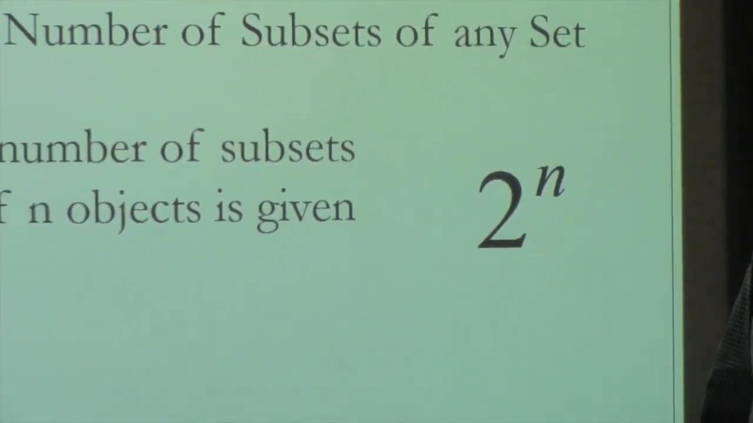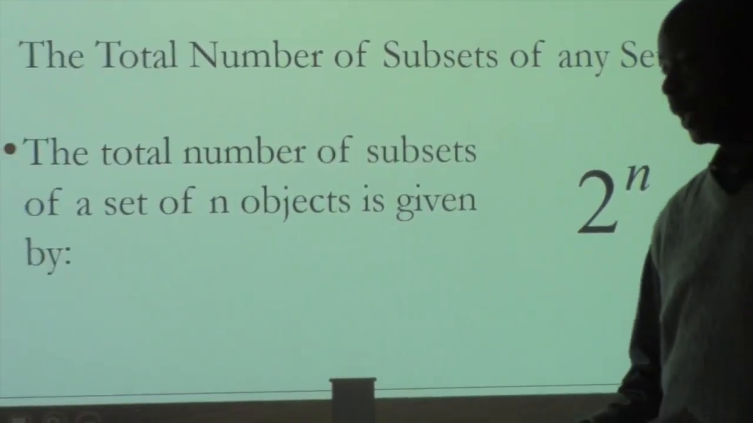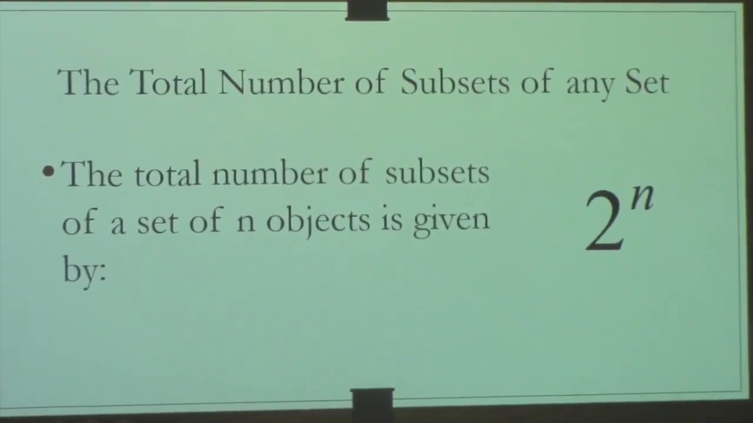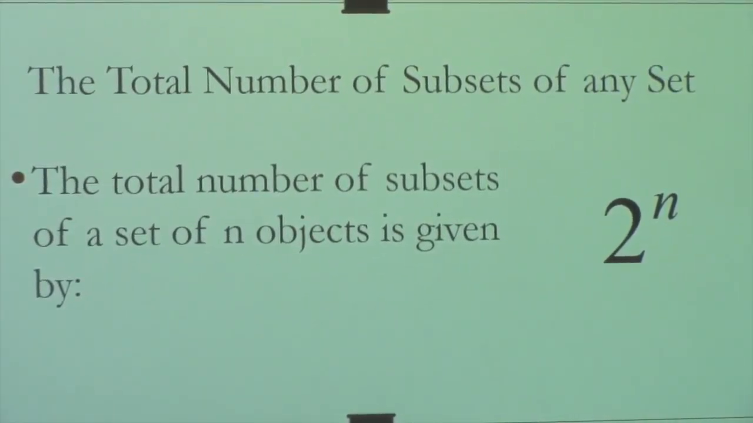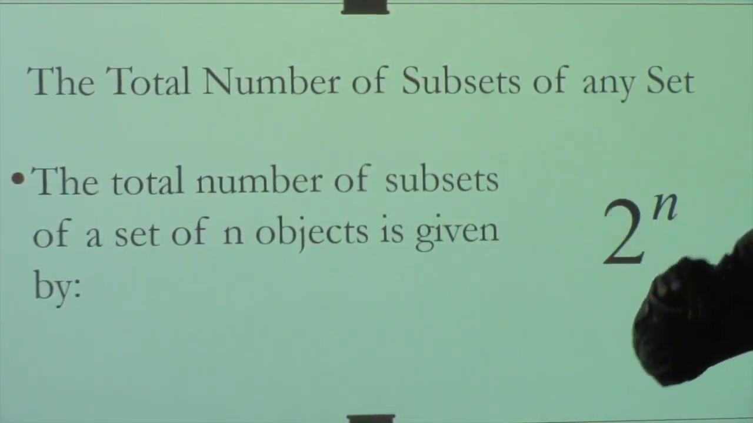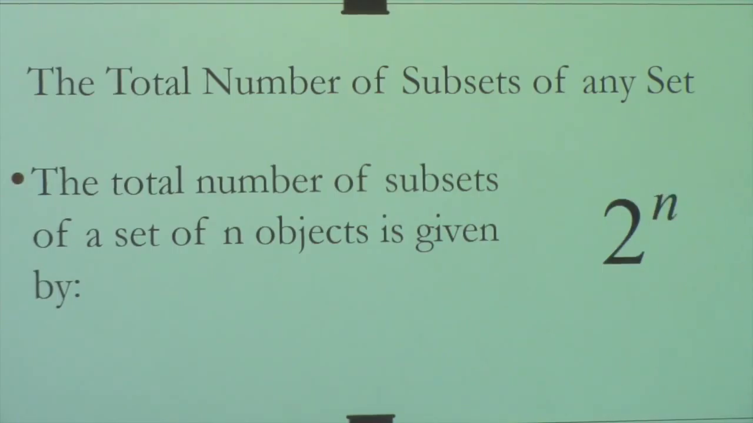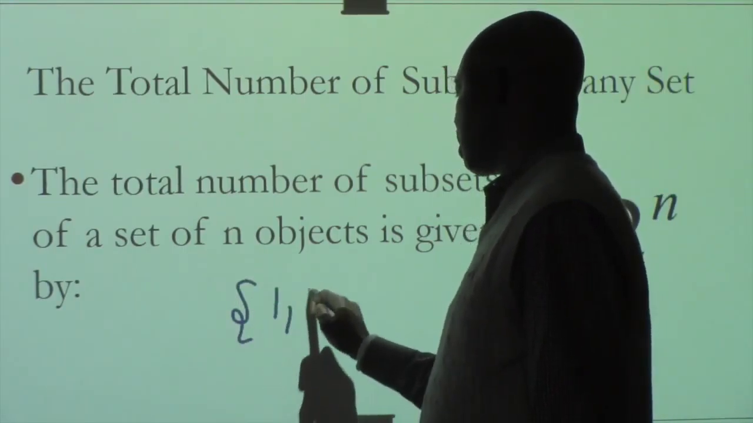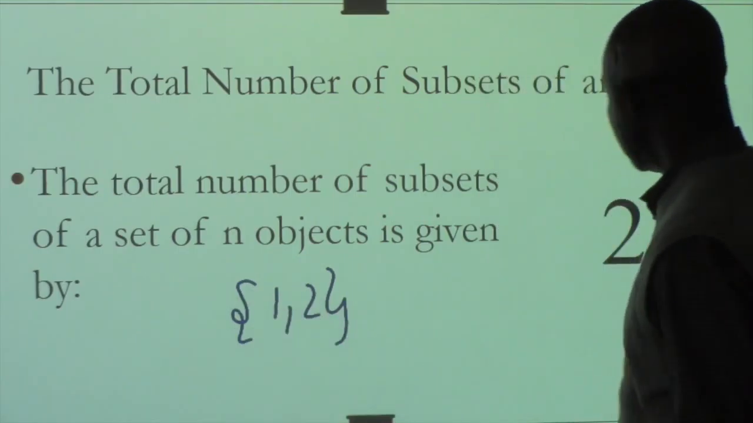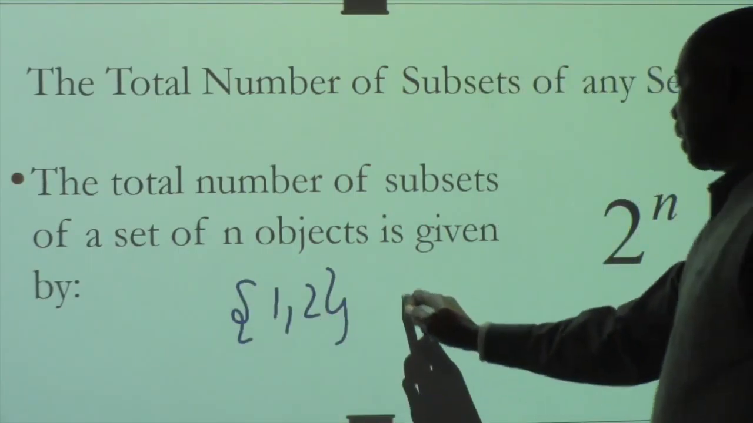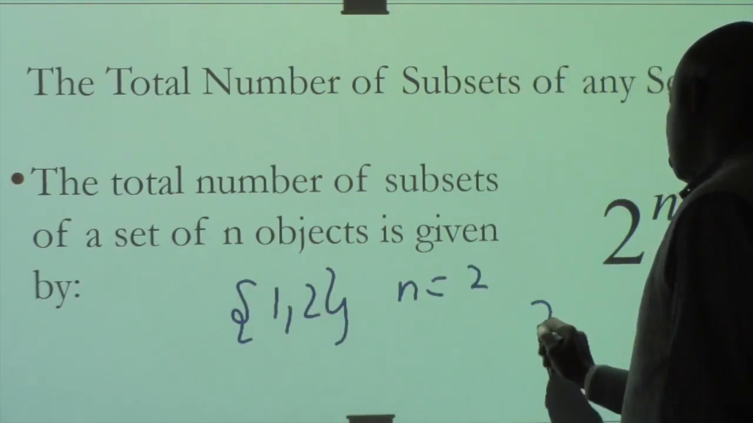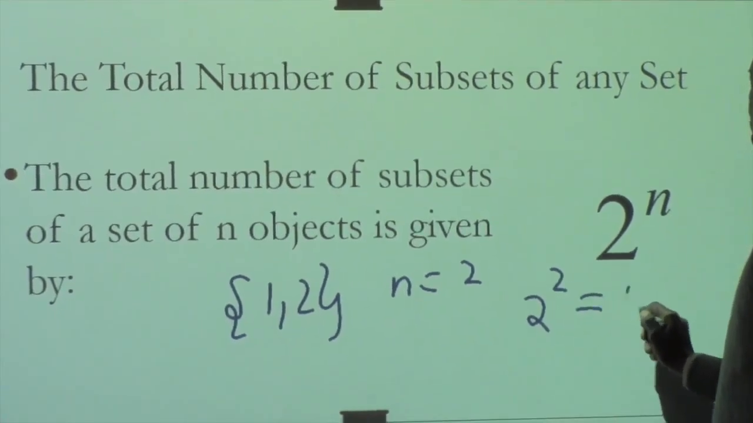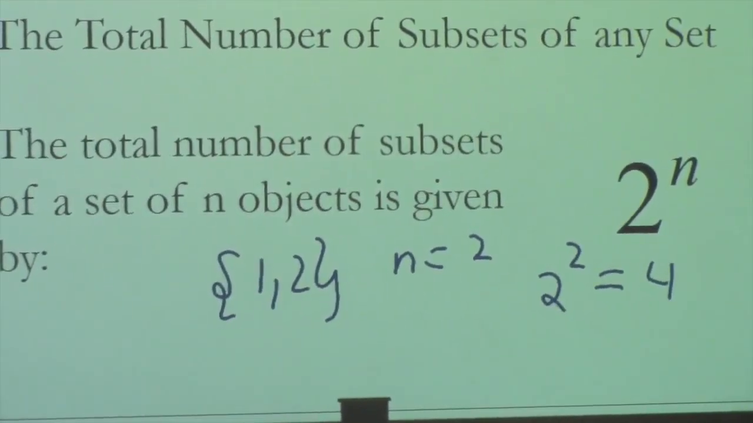Then one of the last concepts that is seen in the WAEC is the number of possible subsets. So the number of possible subsets of any set is given by what? 2 to the power of n, where n is the number of objects in the set. So if you had a set of, say, 2 numbers here, 1 and 2, how many possible subsets can you form? Well, the n here is 2. So you do 2 to the 2, and that will be 4. Let's see the subsets that we can form from here.